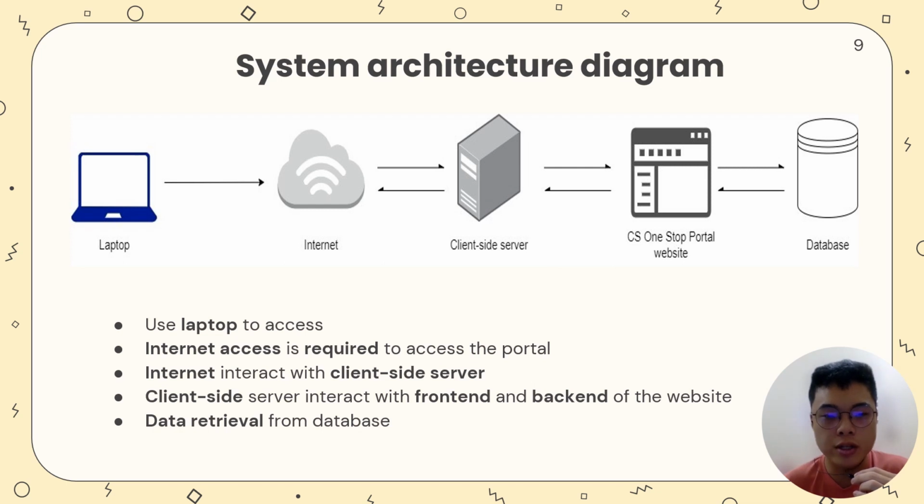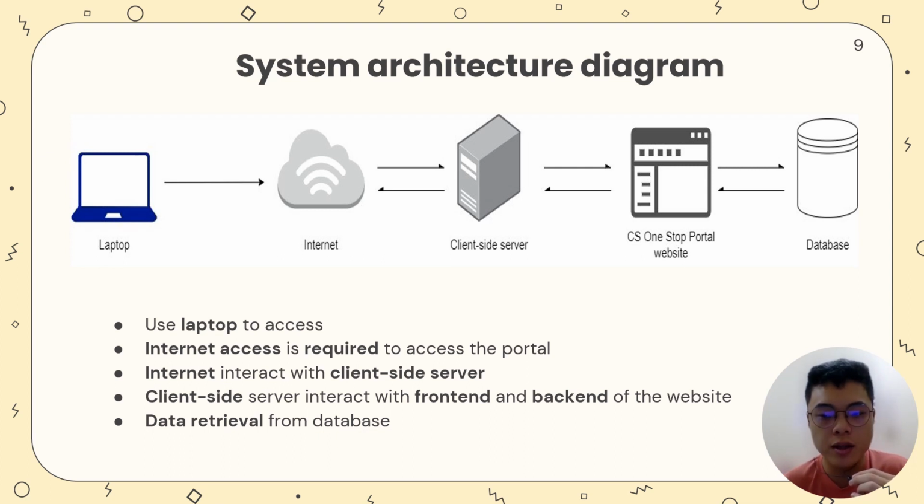As shown in the system architecture diagram, the users can use their laptops to access the CS1 Stop portal, and users need to make sure that they have internet access before visiting the portal. A note that needs to be taken is that users can only use web browsers such as Google Chrome and Safari to visit the portal.